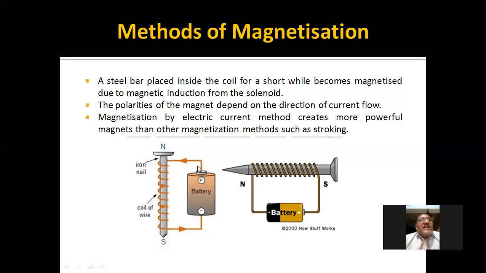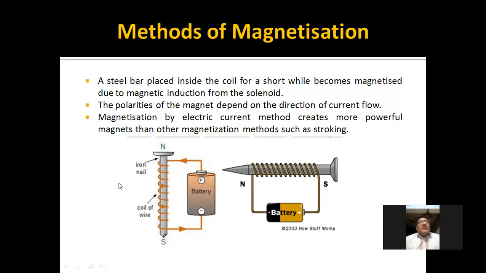When you connect it with the battery, this whole thing will start behaving like an electromagnet. Without the iron nail, this solenoid will definitely become an electromagnet, but a relatively weaker one. With everything the same, if you just insert an iron nail, this electromagnet will become stronger.